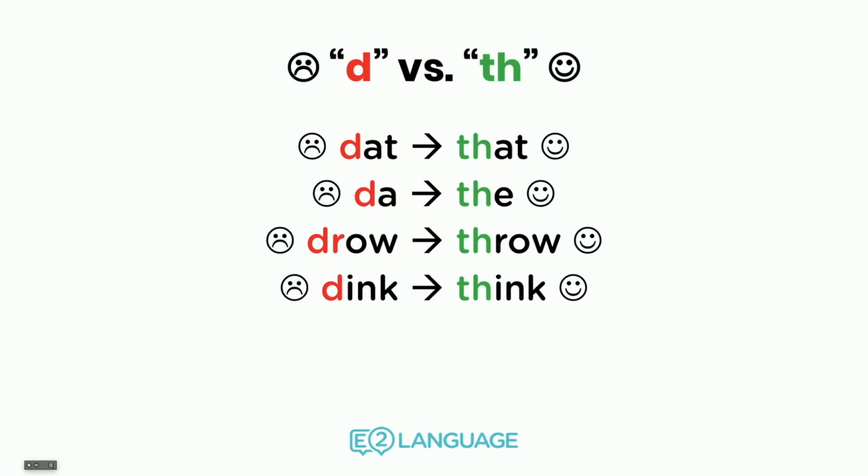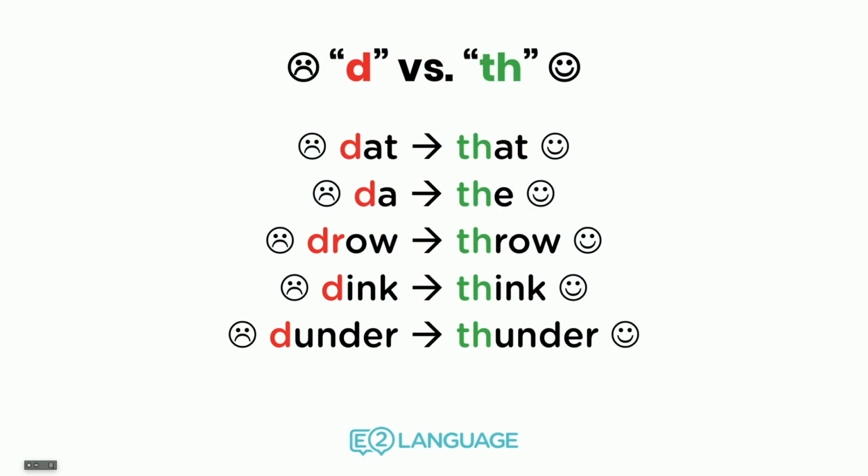It's strange. You're blowing air out. You're putting your tongue below your top teeth and pushing air. Think, think, think. Like that. Don't say dunder if you're trying to say thunder. Dunder, thunder. Don't say dumb if you're trying to say thumb. Dumb, thumb. Very small difference, but a very big difference.